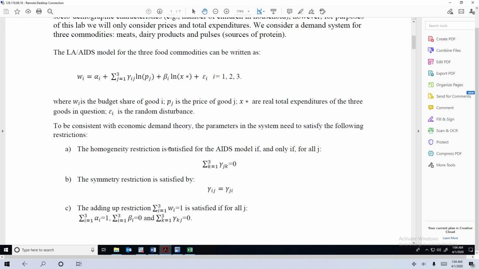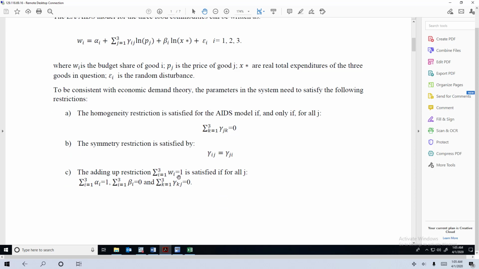Sometimes that's called money illusion too. The second one is the symmetry restriction. Basically, some of the coefficients are related to each other, and I'll show you that in a second. And also we have the adding up restriction. Basically, the adding up restriction is that the sum of the shares has to be equal to 1. And this restriction is satisfied if these conditions on the coefficients are also satisfied.